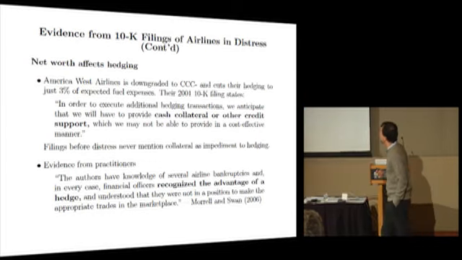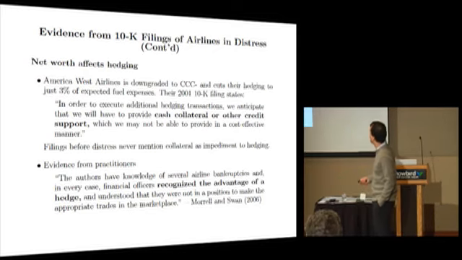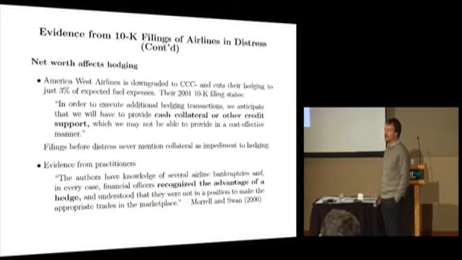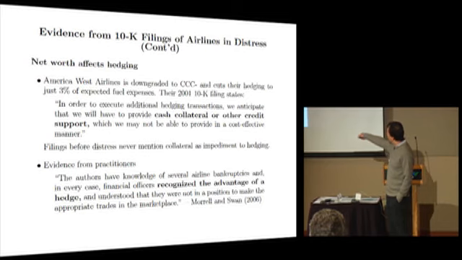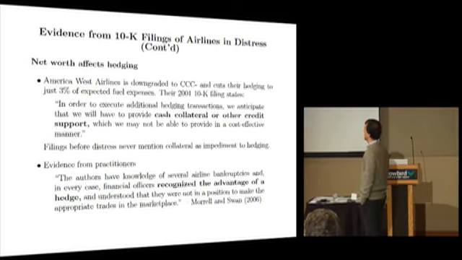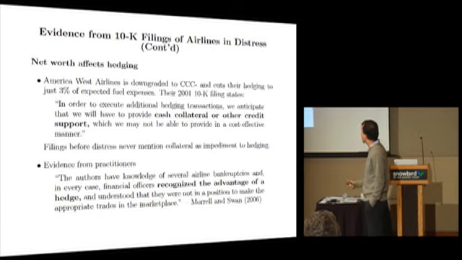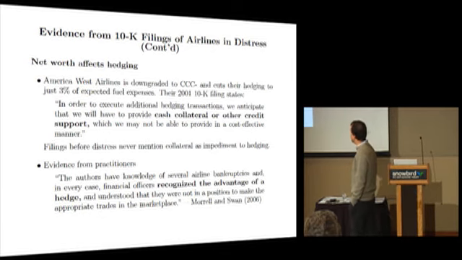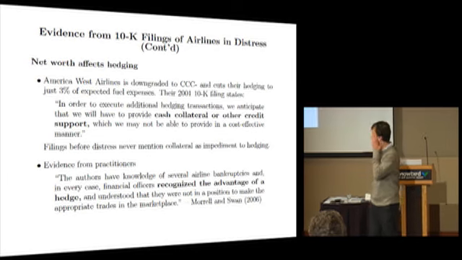They say, in order to execute additional hedging transactions, we anticipate that we would have to provide cash collateral or other credit support, which we may not be able to provide in a cost-effective manner. There's also some articles in practitioner journals, and they argue that authors have had knowledge of several airline bankruptcies, and in every case, financial officers recognized the advantage of a hedge and understood that they were not in a position to take the appropriate transactions in the marketplace.